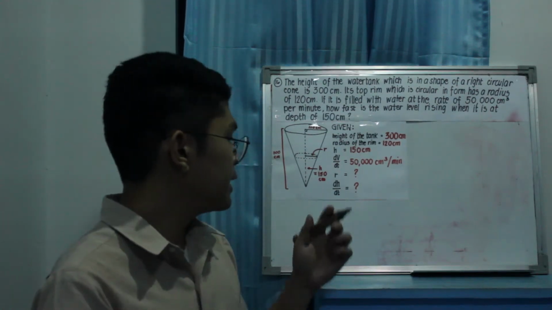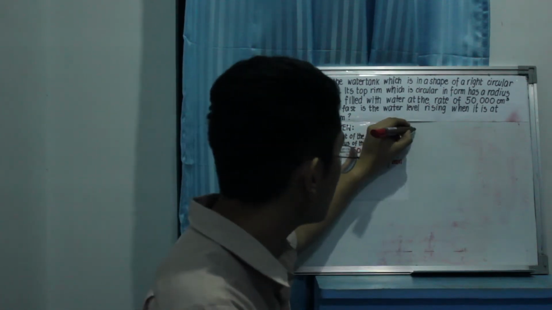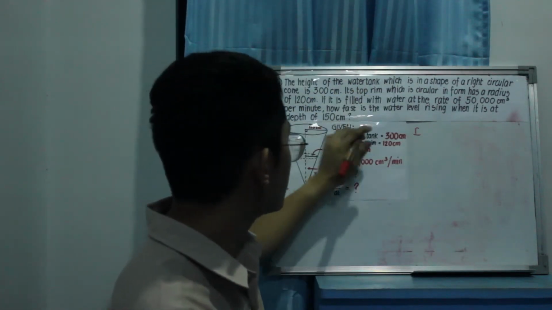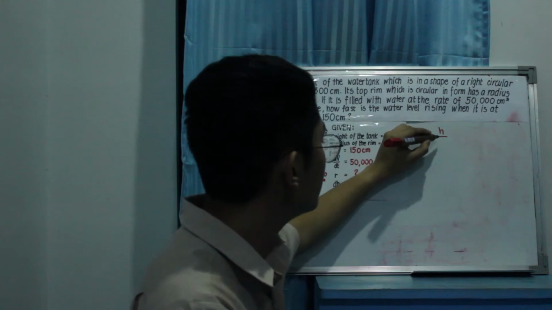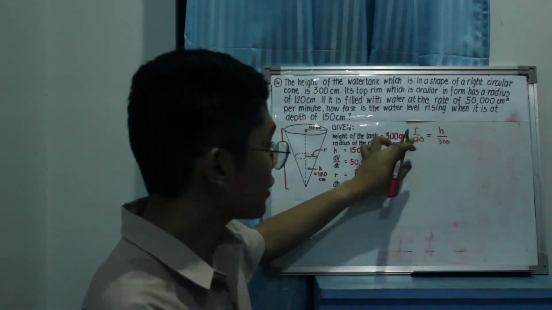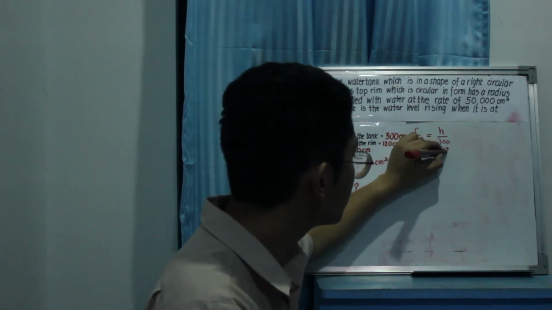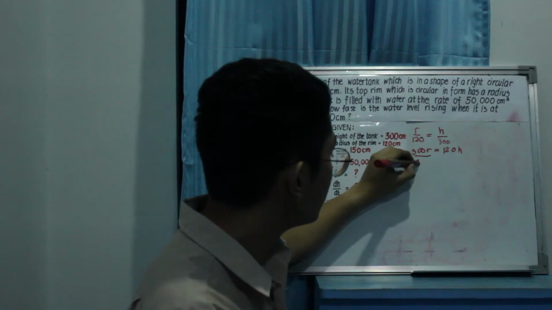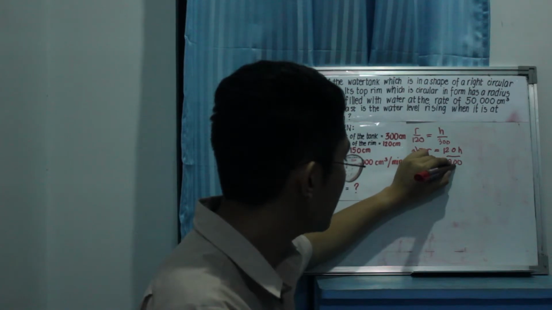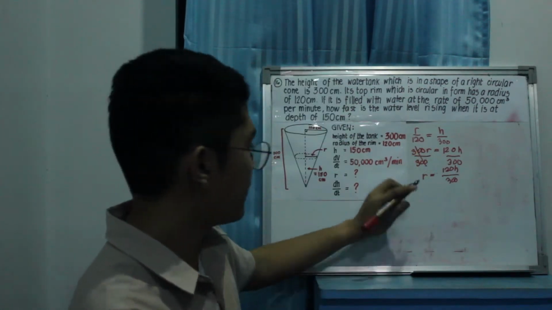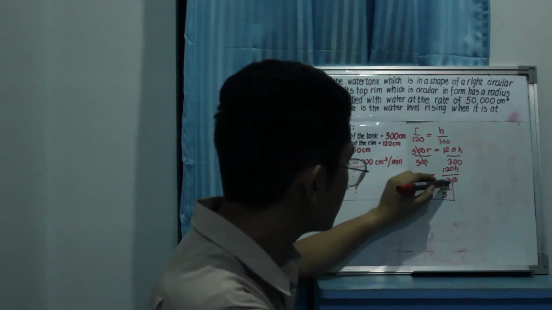Let's first get the value of r. We can get the value of r by representing it with the equation r over the radius of the cone, which is 120, equals h over the height of the cone, which is 300. We can cross multiply, so it becomes 300r equals 120h. We divide both sides by 300, and it becomes r equals 120h over 300. We can still simplify this. It will become 2h over 5. So our r is 2h over 5.